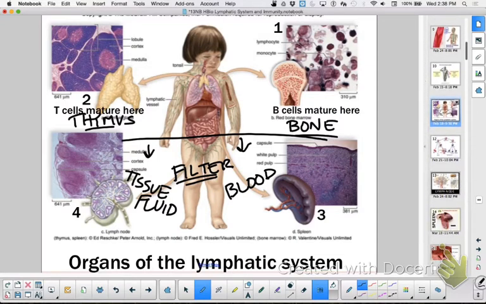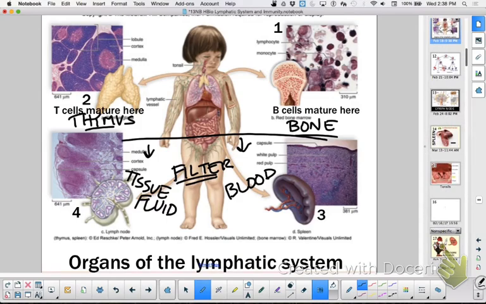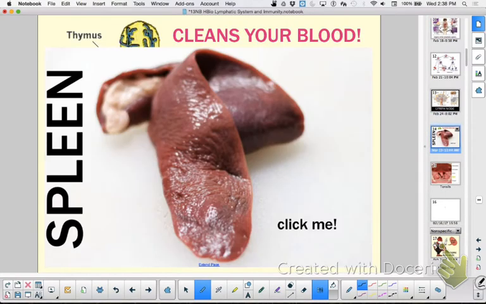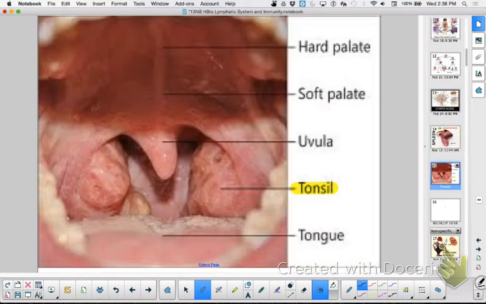Along with, here, let me show you a quick picture first. Here's a lymph node, here's a spleen, not a human spleen, but tonsils would be a secondary organ.